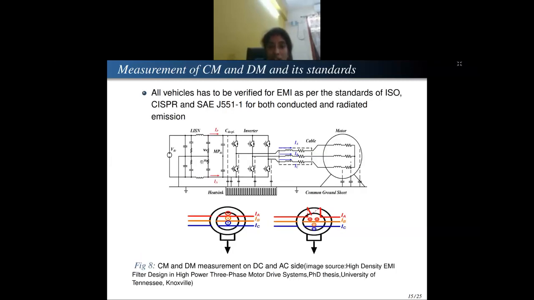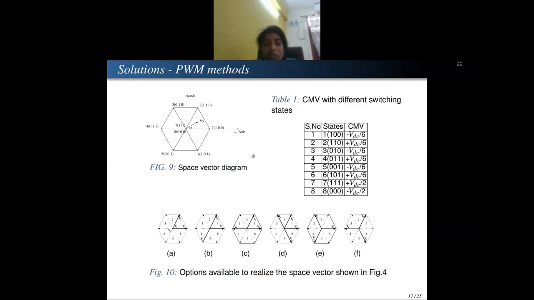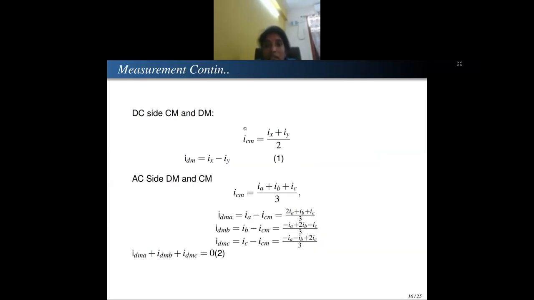Once I measure Vx and Vy or Ix and Iy, the difference of this will give my differential mode noise. The addition or average of this will give my common mode noise. So this is measuring at the DC side. And then next is at the AC side.